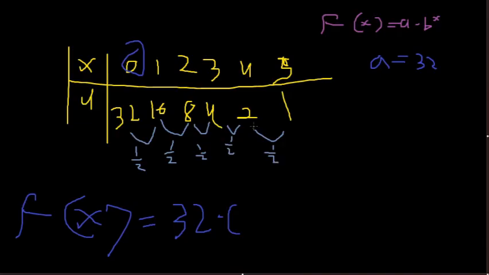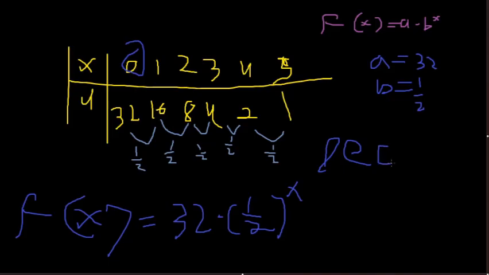So that means that b equals 1/2. So it's 1/2 to the x power. That also means that this is exponential decay. And if we were to graph this, it would most likely look like this.